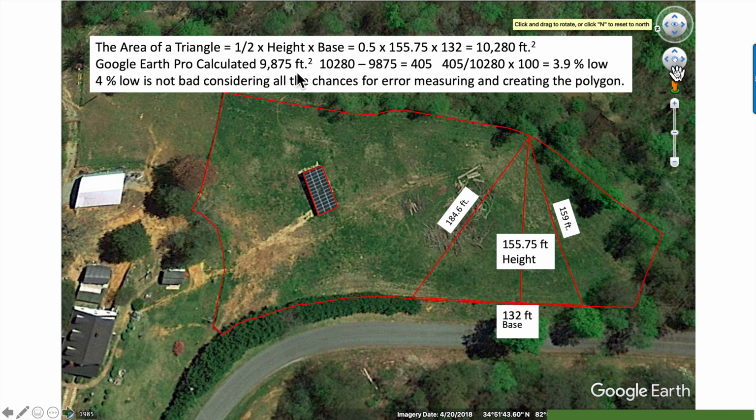With Google Earth Pro, it calculated 9,875 square feet. Well, that's roughly 3.9% lower than what we measured. So which one's right? I think 4% low is not bad. That's really considering all the chances for error, making the actual measurements and creating the polygon. So I'm pretty happy with it. I think it gives you more than enough accuracy to estimate this area to decide how much fertilizer to buy or that sort of thing.